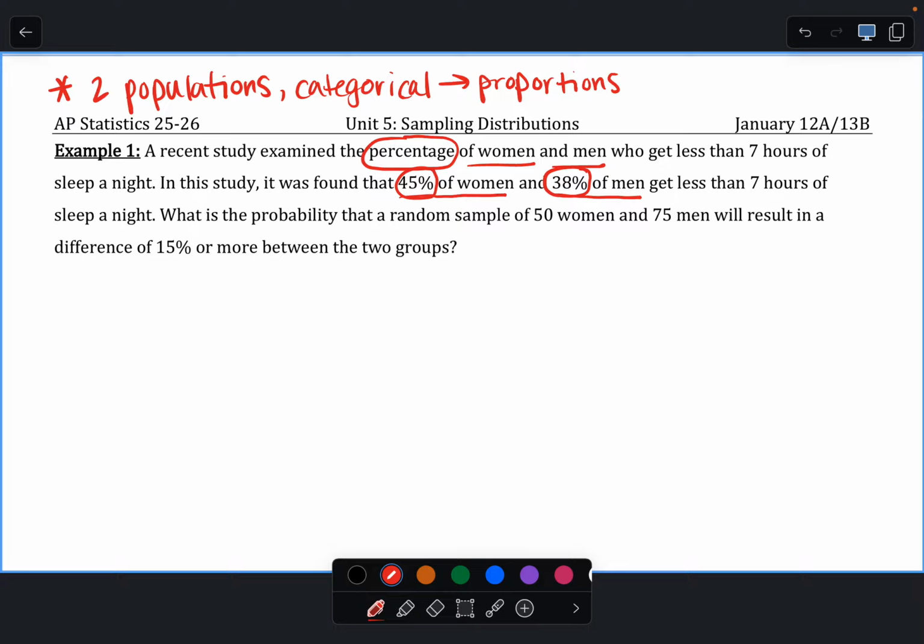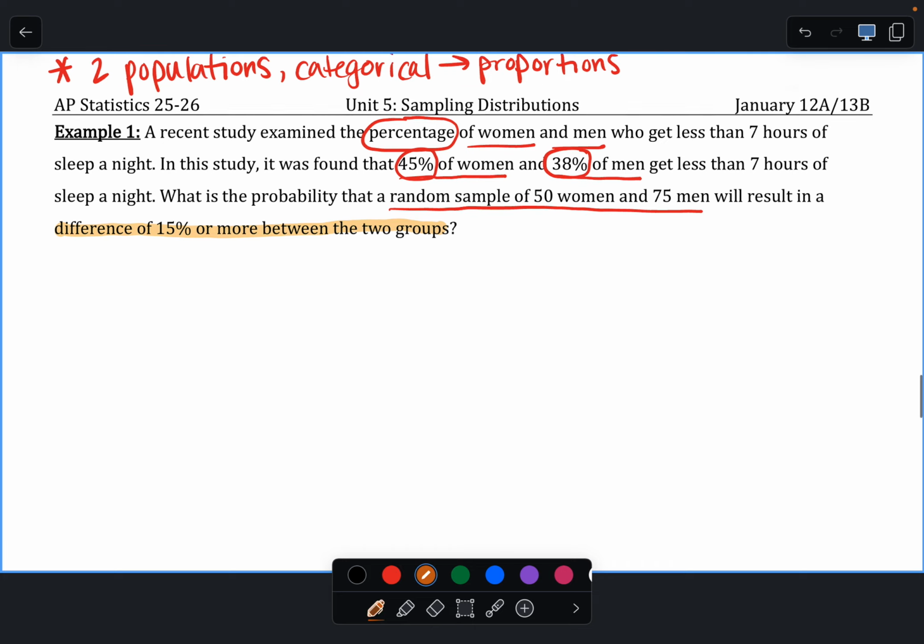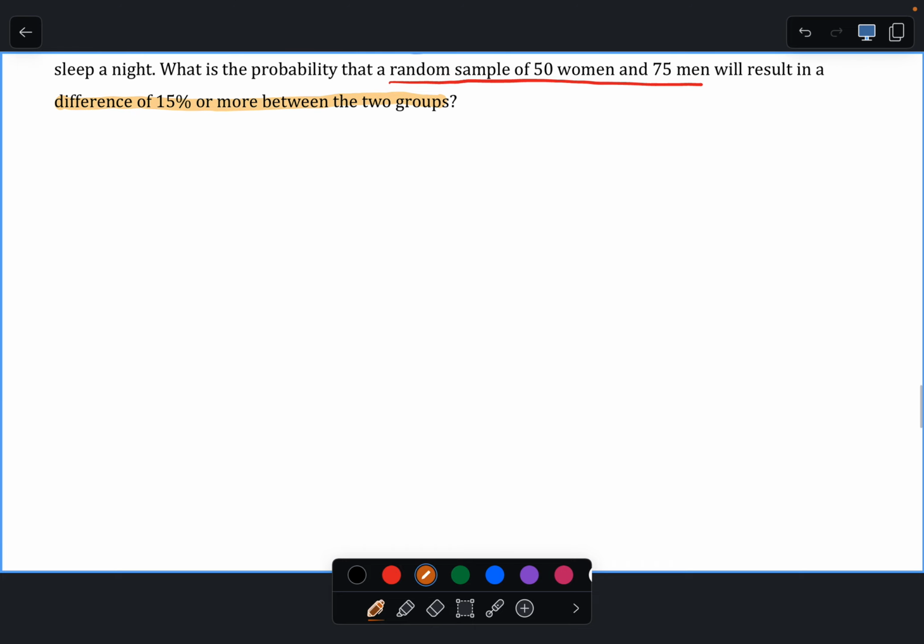And then they say, what is the probability a random sample of 50 women and 75 men will result in a difference of 15% or more between the two groups? So first things first, I'm going to take the 4 categories we did for 5.1, and that's basically what I'm going to use here. Parameter, conditions, probability, conclude. So the first thing we typically do is define our parameter. So I'm going to say proportion of women who get less than 7 hours of sleep.